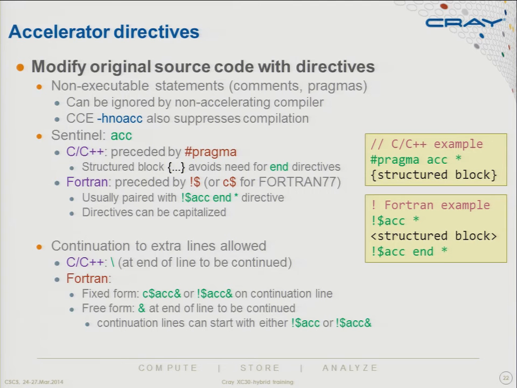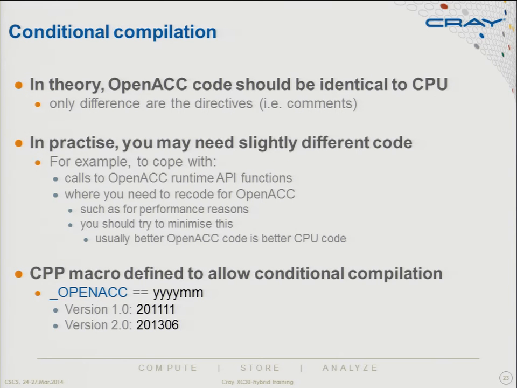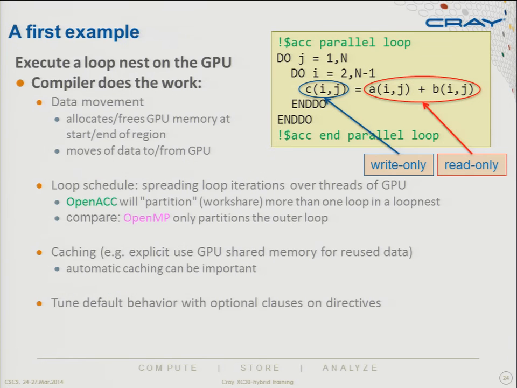You can do fixed form, you can do freeform Fortran. In theory, that's all you should ever do. The same with OpenMP. But of course, it never quite works that way. And you'll always need slightly different code because you're calling API functions just like you do for OpenMP. Or you might need to do a particular recoding trick for the GPU that's not for the CPU, although often it is. So you need some sort of pre-processing. And so just like OpenMP, there is a macro defined that you can use for your pre-processing where you need it. But you should try and minimize the use of this, but it always happens.